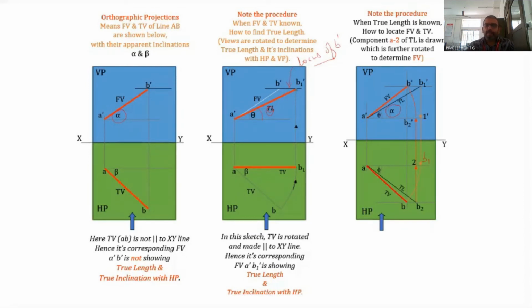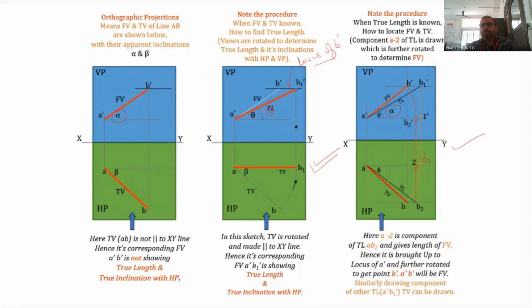So this is the complete procedure. If you are given the true length, how to draw it is described here. And if you are given the true inclination, the front view and the top view, how to find out the true length is shown here. So these are the two types of questions that are mostly asked, but there may be a combination of different parameters given, and depending on the type of parameters given, the method of drawing will be slightly different. We will discuss them in our exercises.